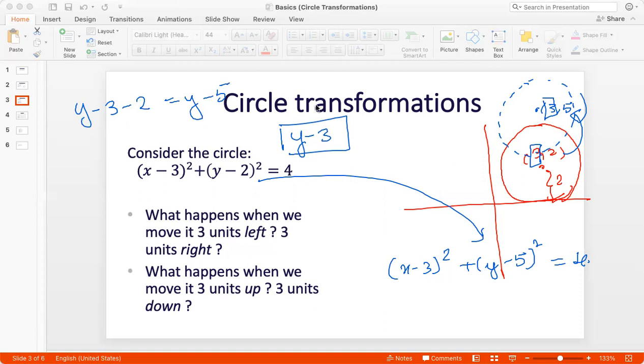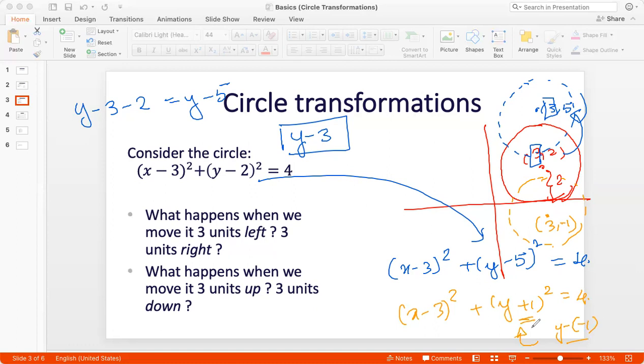Yeah, so if I move it down 3 units, then my circle comes here. And my center is now (3, -1). So my equation is (x - 3)² + (y + 1)² = 4. (y + 1)² because it's y minus of minus 1, right? So that becomes (y + 1)².